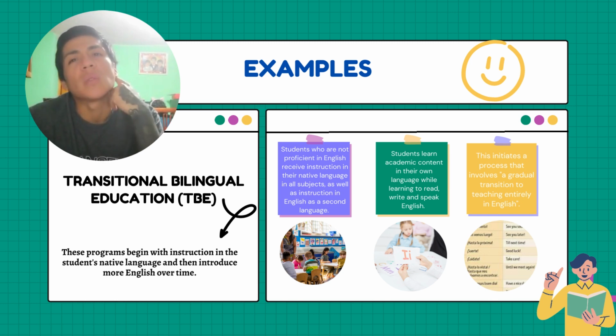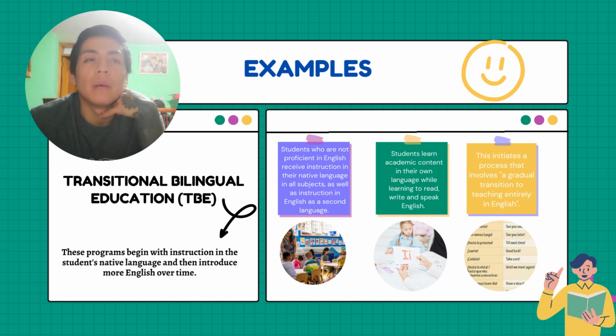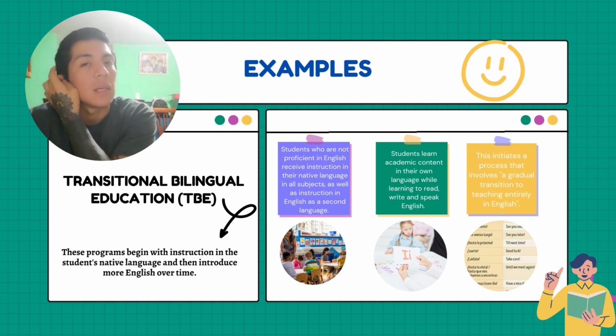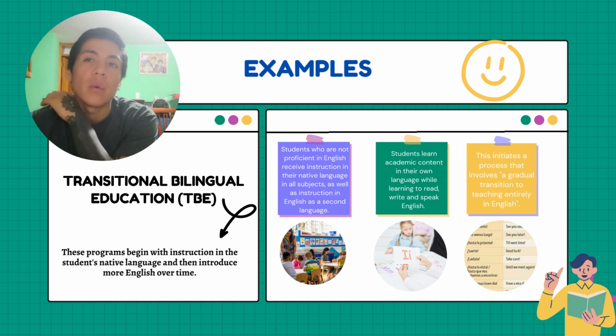Number one, students who are not proficient in English receive instruction in their native language in all subjects, as well as instruction in English as a second language. Second, students learn academic content in their own language while learning to read, write, and speak English. Finally, this initiates a process that involves a gradual transition to teaching entirely in English.